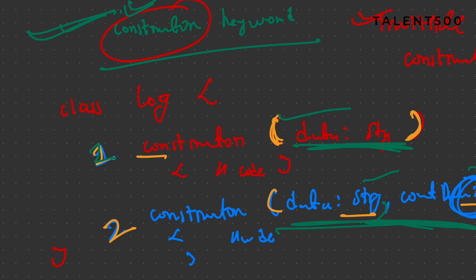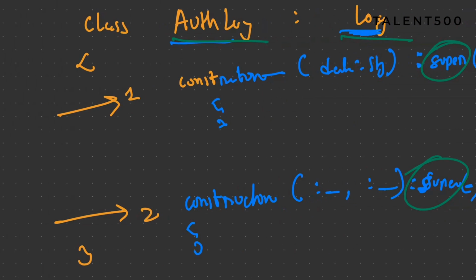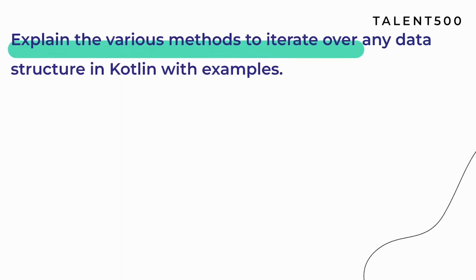One is of type string, then int. Awesome. Let's move ahead. And the very next thing is: explain the various methods to iterate over any data structure in Kotlin with examples. Okay, this is pretty simple and straightforward.